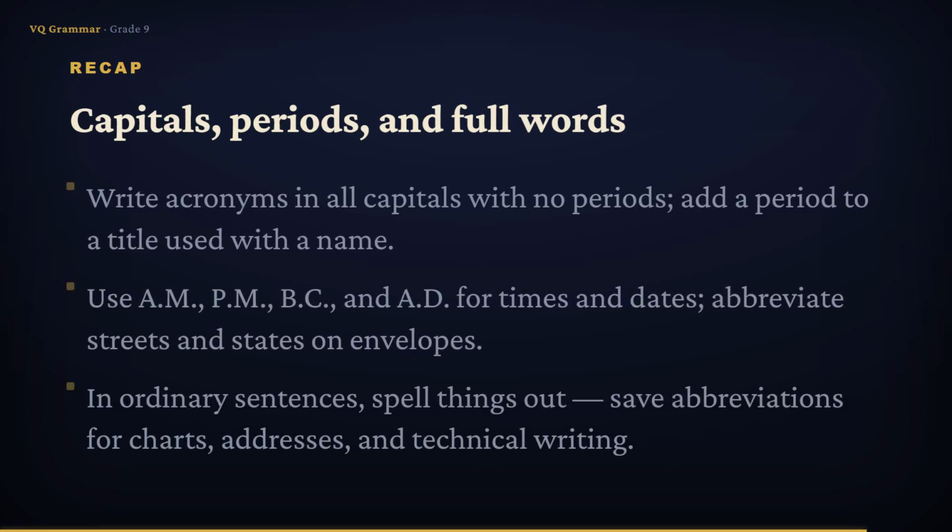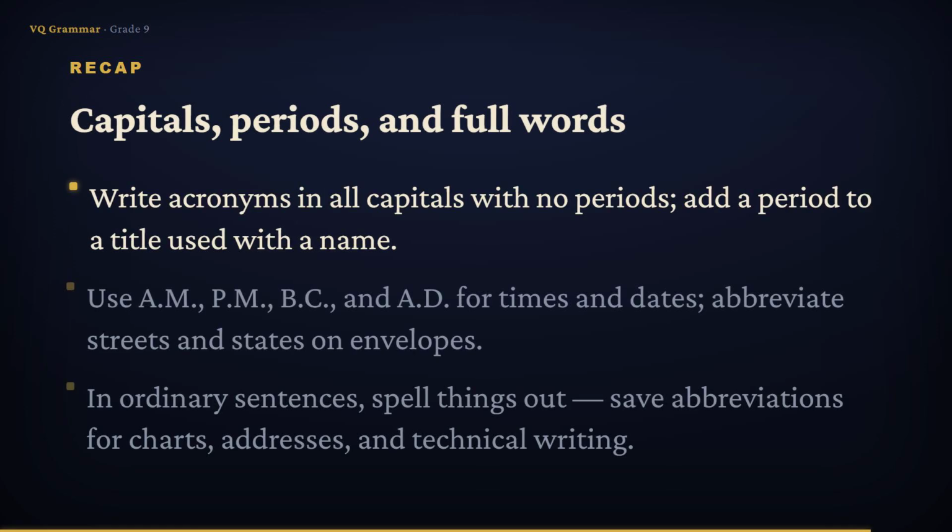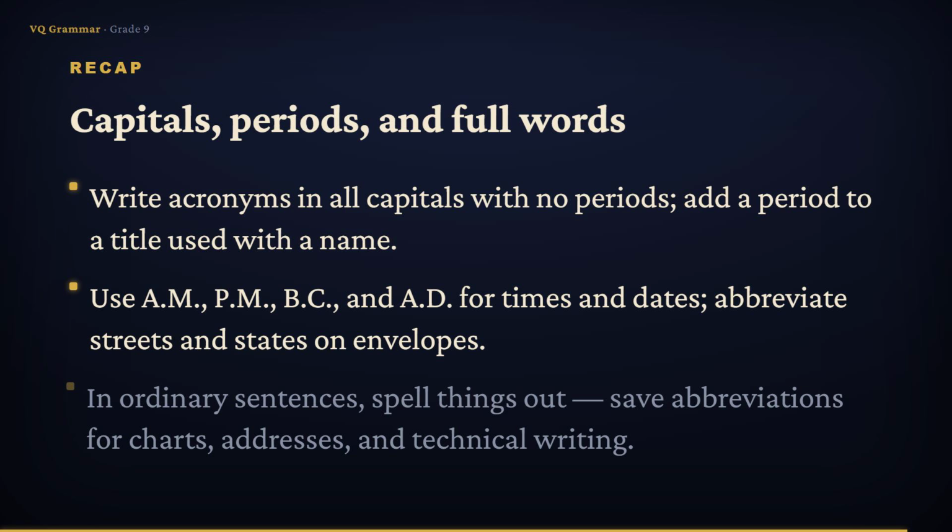Let's gather up what we learned about abbreviations. When something is an acronym, said letter by letter or as a word, write it in all capitals with no periods, like FBI and NASA. When a title rides with a name, shorten it and give it a period. Dr. Cruz, Mrs. Alvarez, Marcus Reed Jr. Use AM and PM for times, BC and AD for dates, and lean on those short street and state forms when you're addressing an envelope.